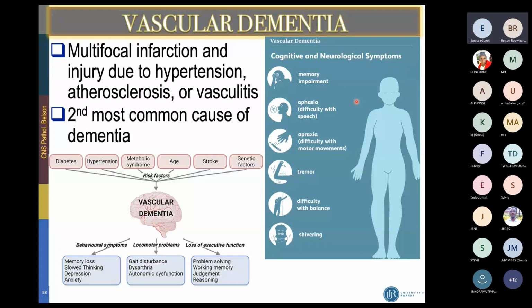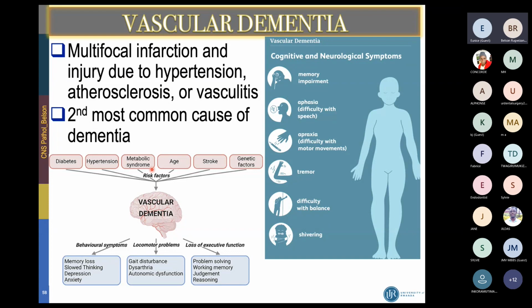Vascular dementia, there is a multifocal infarction and injury due to hypertension, atherosclerosis, or vascularitis. So it is the most common cause of dementia. So dementia is a medical term usually used in psychology or psychiatry or mental health. Ishaka kuvuga ibintu byo kwibagirwa muri rusange.